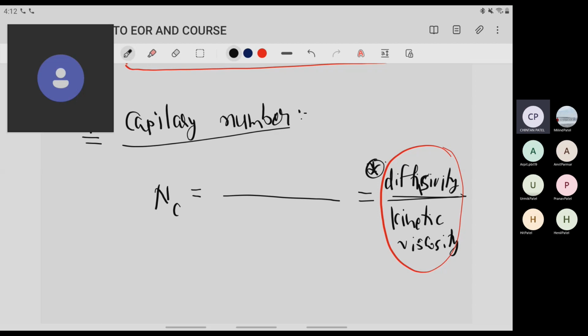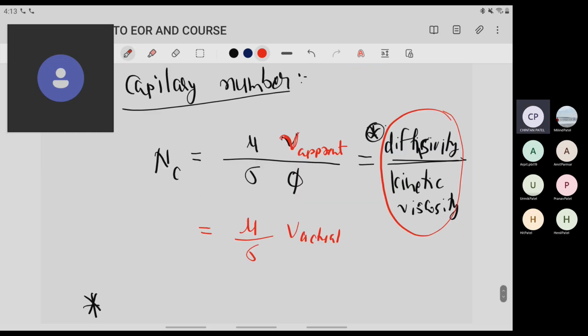And when the area decreases, we simply increase the velocity. So remember one thing, the capillary number is a ratio of mu v by sigma phi. This is the formula for that. And when we write v here, it means apparent velocity, or you can say it's mu sigma by v actual. Actual, okay, correct. Actual means real.